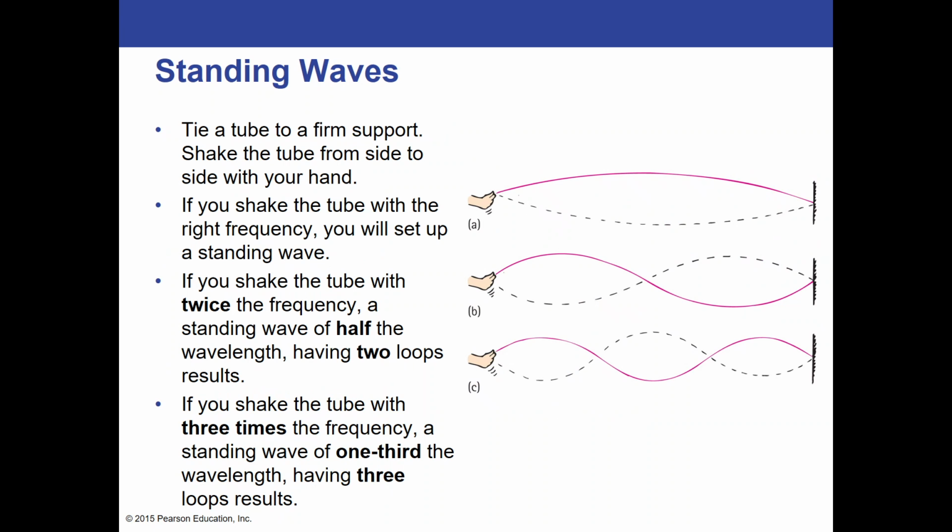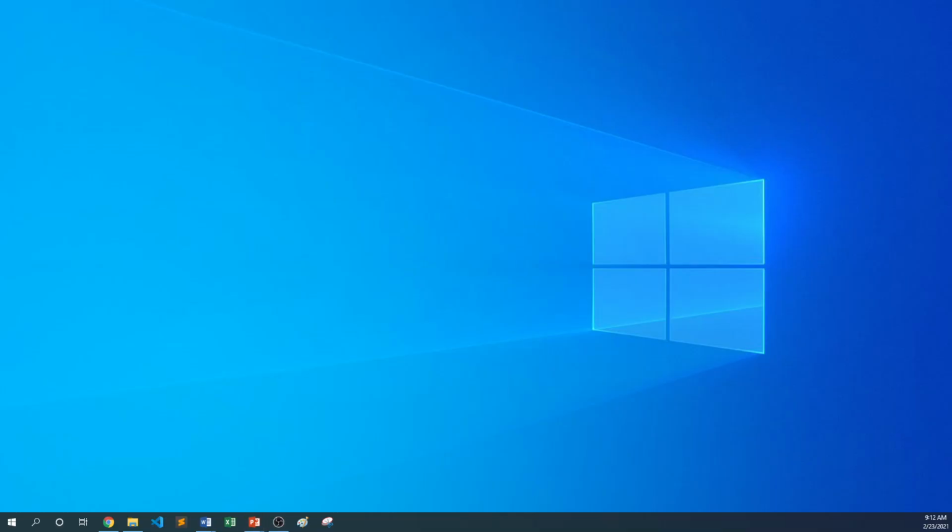If you shake the tube, half a wavelength is the fundamental mode, or the first order. A full wavelength is done by doubling the frequency. So any multiple of the fundamental is also a standing wave. Let me illustrate that.